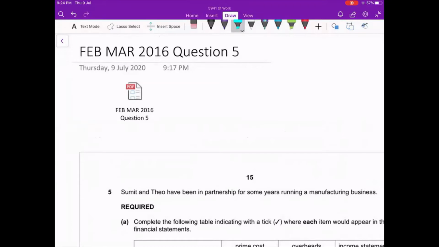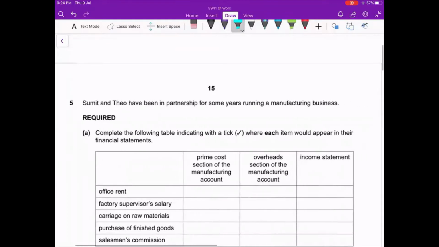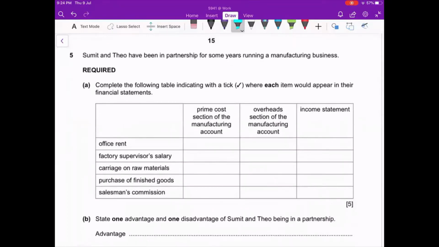Hi. Today we do February-March 2016, question number 5. Okay, read the question. Sumit and Theo are in a partnership for some years running a manufacturing business. So this is a partnership and also it's a manufacturing business. They manufacture something.